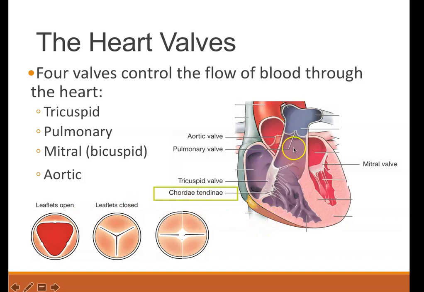The other 2 valves are found in these big vessels here. In the pulmonary artery, the blood is going to the lungs, so this is called the pulmonary valve. And in the aorta, which is this big red vessel here, that's the aortic valve.